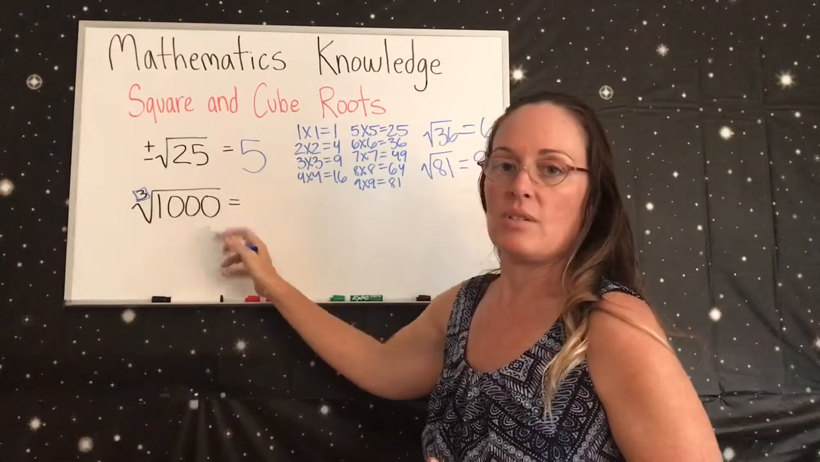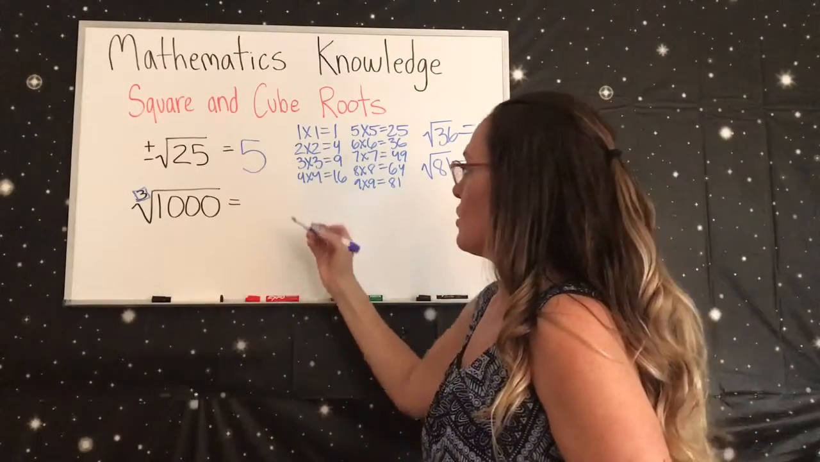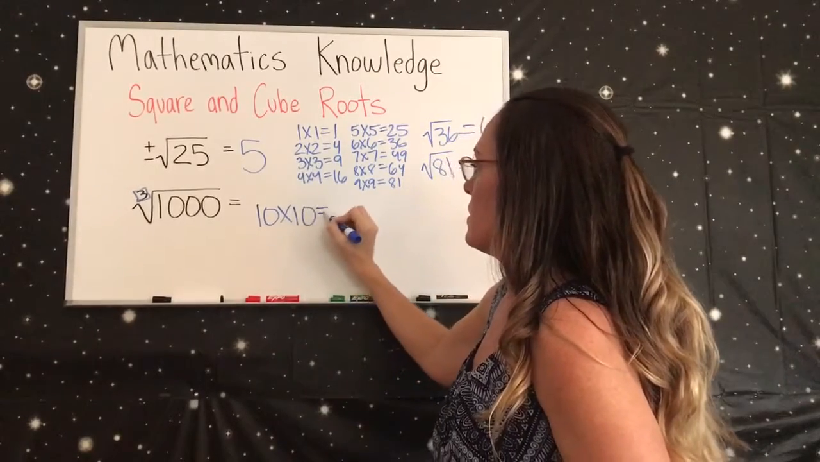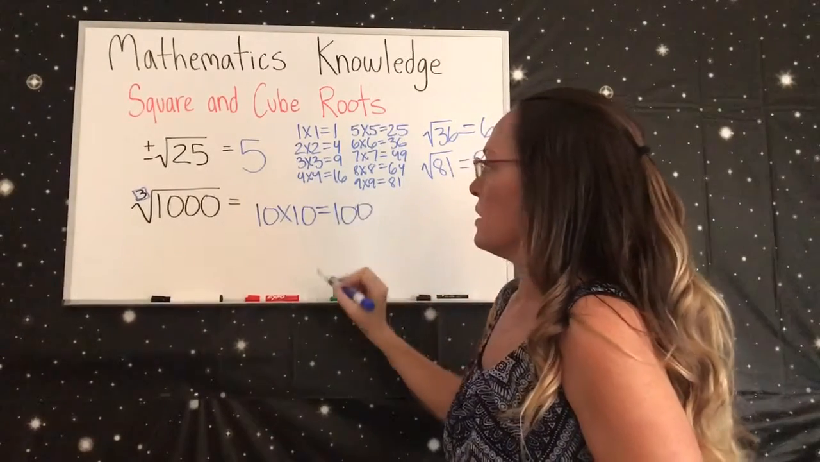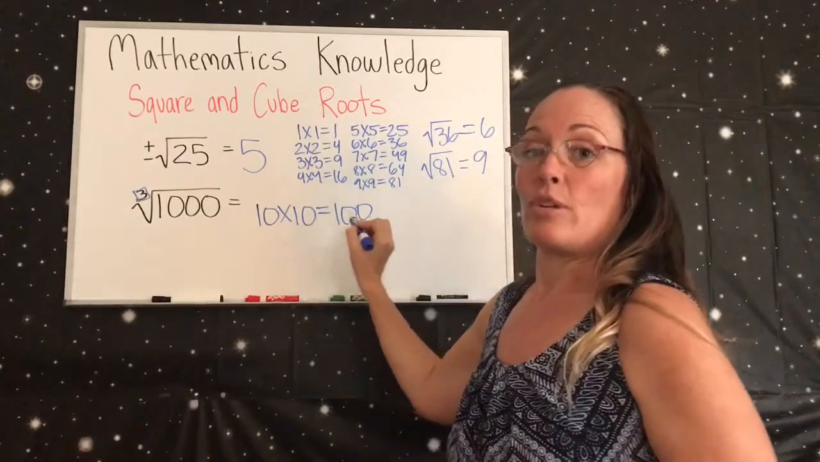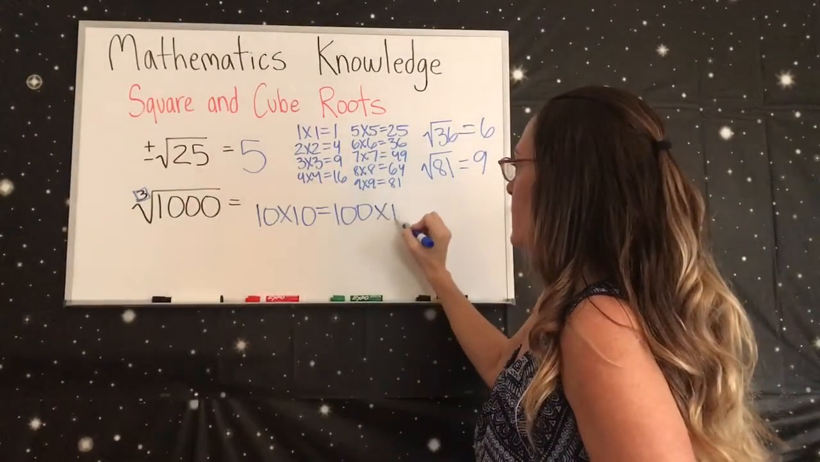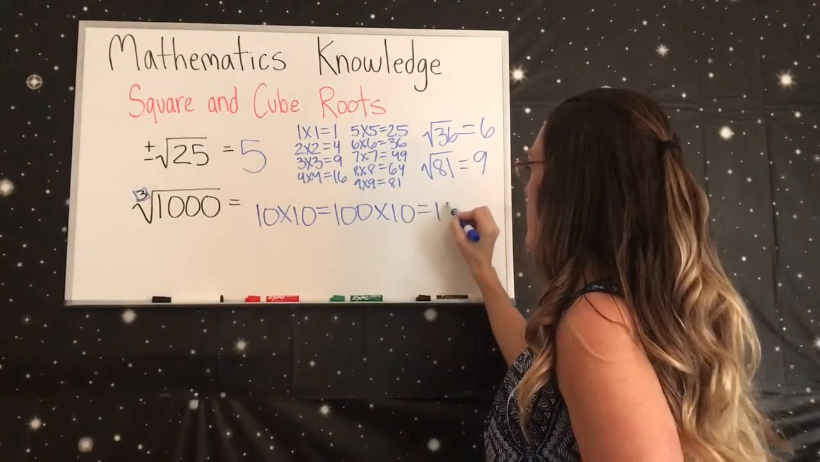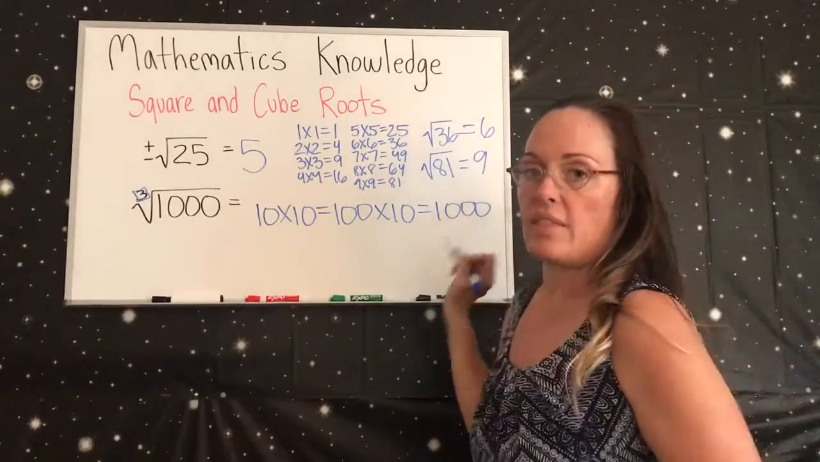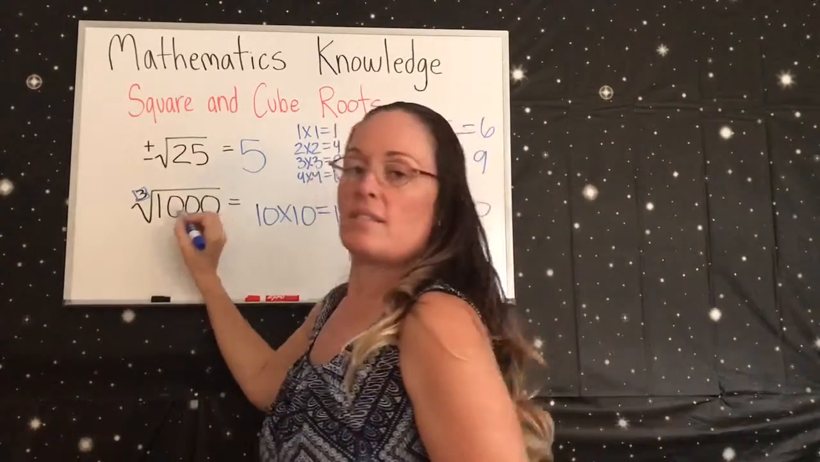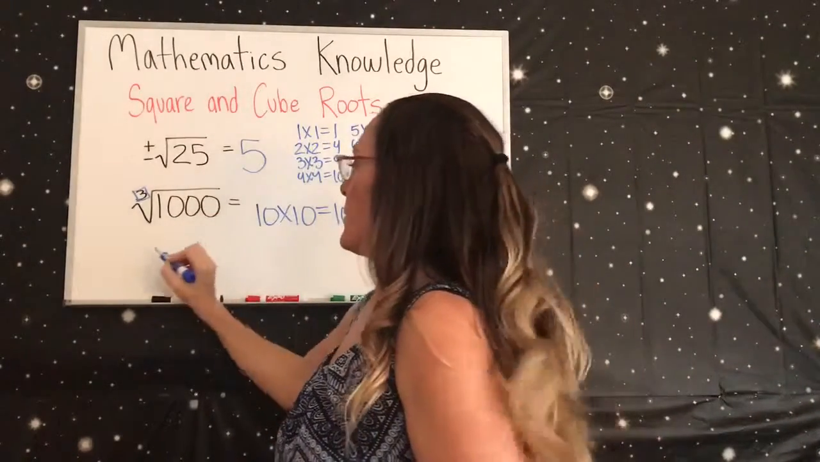So because there's all these zeros, I know to try 10. So we know 10 times 10 is 100. So we still need to multiply it one more time because it's a cube. So we're going to multiply that by 10. And we get the 1,000. So when it's the zeros, it's really easy to figure out.